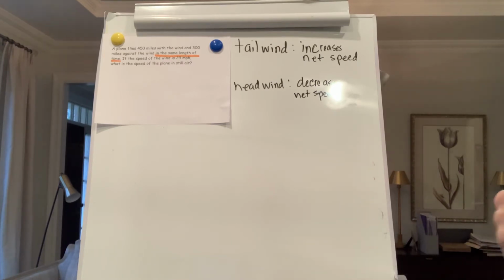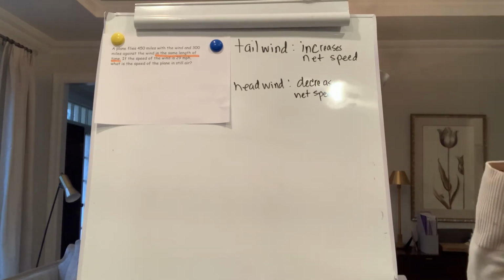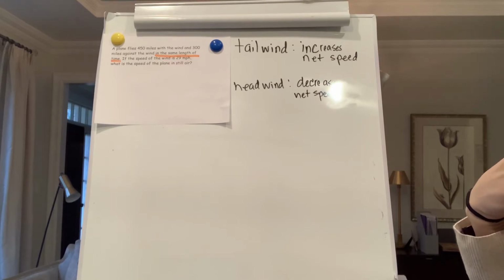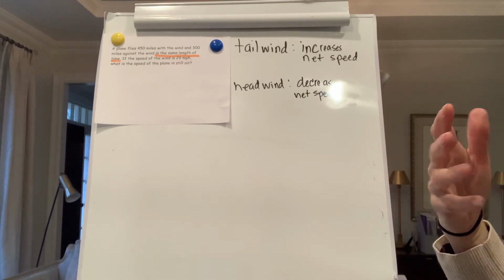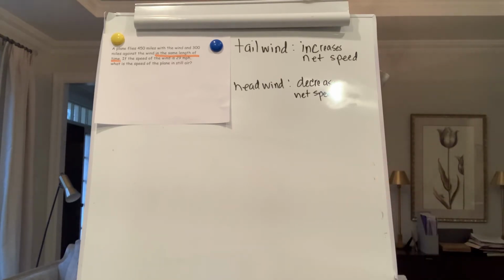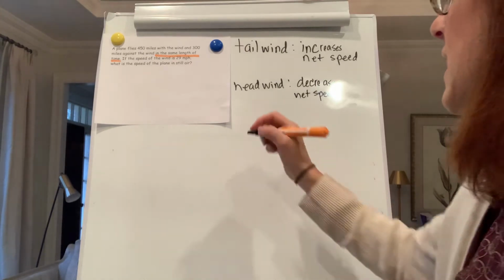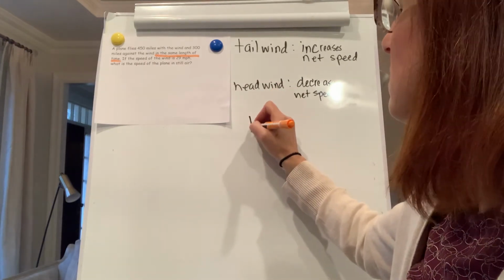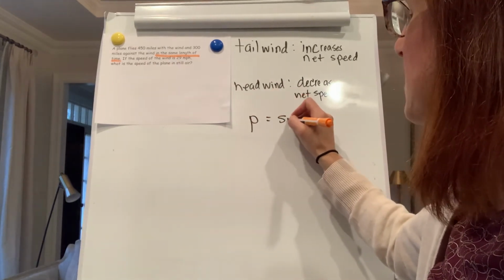Still air means if there was no wind pushing against you or helping you, how would your plane be flying? What would that speed be? In this case, our problem's a little different. We know the current. We do not know the plane speed. So let's use P for the speed of the plane.